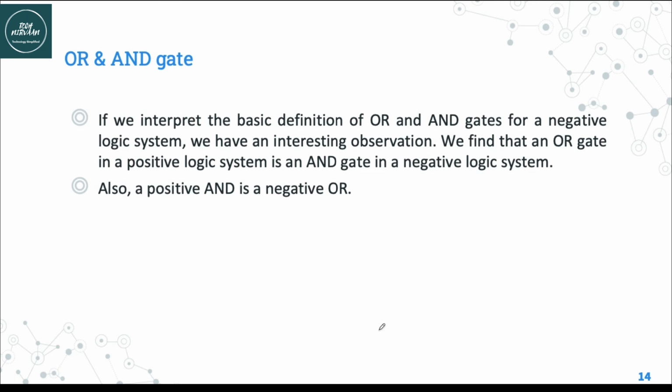Now this is interesting. If we interpret the basic definition of OR and AND gates for a negative logic system, then we have an interesting observation. We can find that OR gate in a positive logic system is AND gate in negative logic system, and a positive AND is a negative OR. Let us try to understand this.